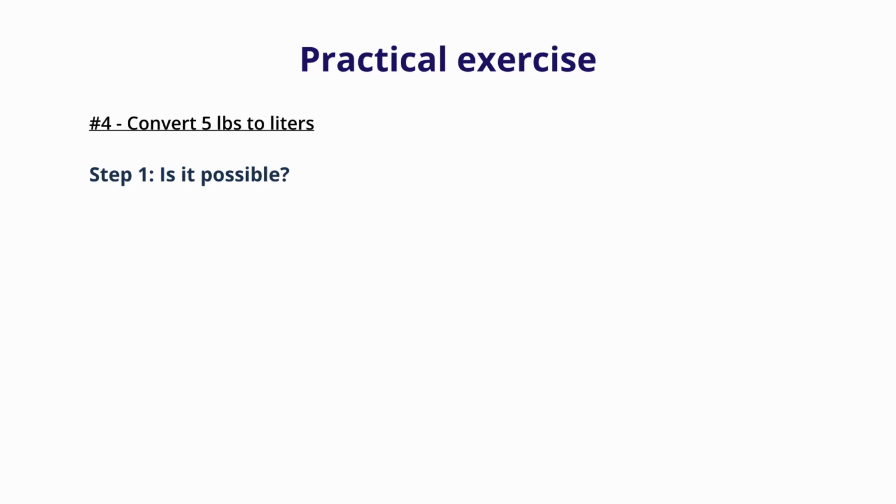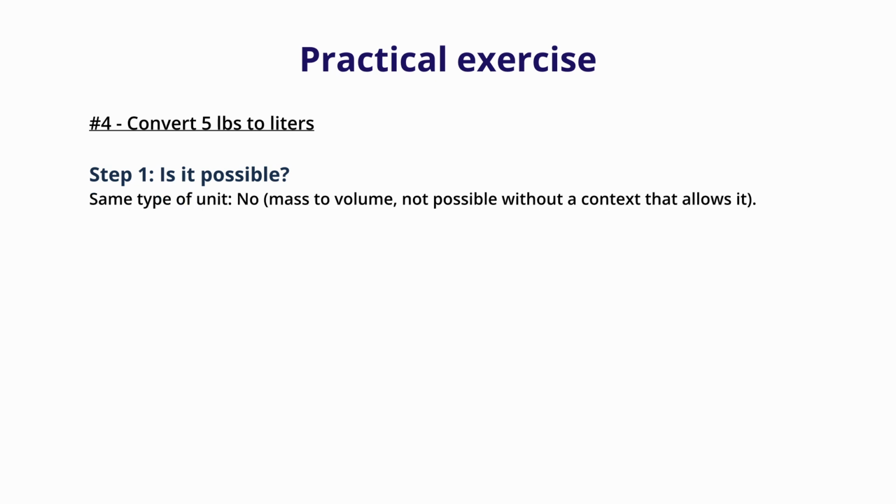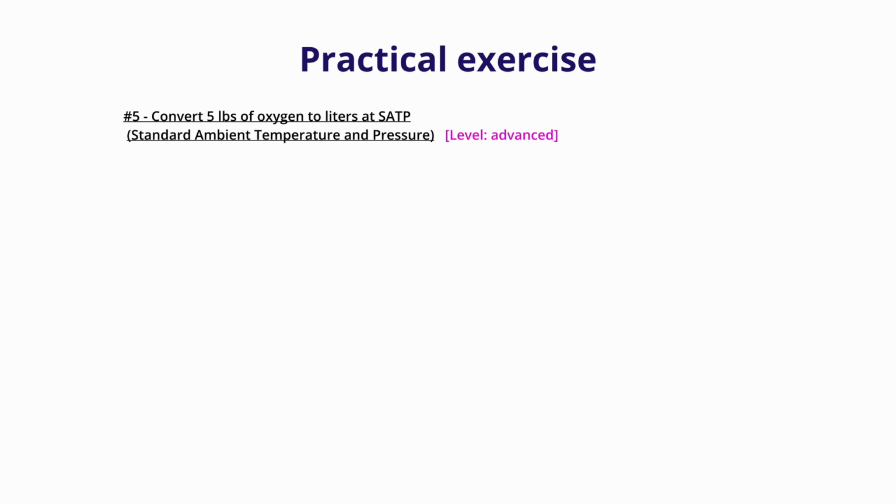Ready? Let's dive in. To convert 5 pounds to liters, you first need to determine if the conversion is possible. Are both units of the same type? No. Is there a context that allows it? No. Conclusion: this conversion is not possible. Now, look at this case. This is a common exercise in chemistry, so if you don't fully understand it, don't worry about it. However, I'm going to get straight to the point to save time.